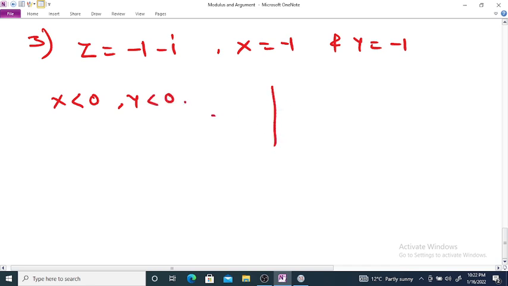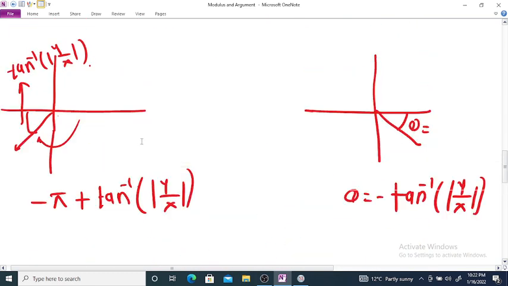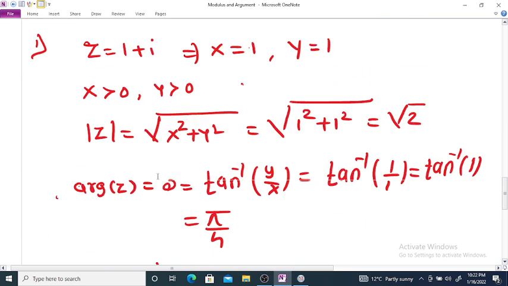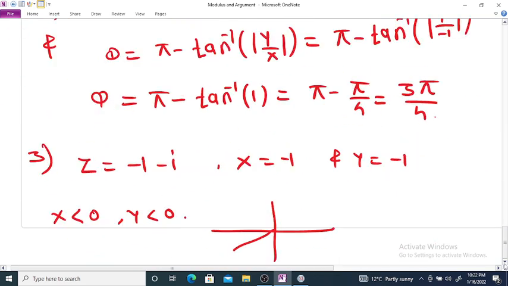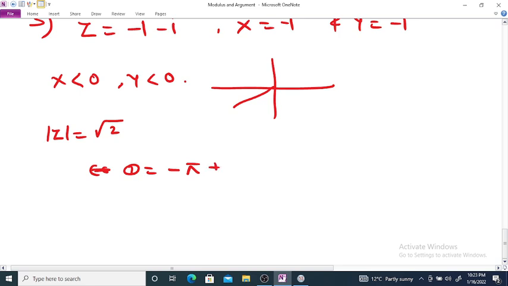So our complex number lies in the third quadrant. In that case, you can check here, the argument of z is equal to minus pi plus tan inverse of mod of y by x. The modulus remains the same, mod of z is equal to under root of 2, but the argument theta is equal to minus pi plus tan inverse of mod of y by x.